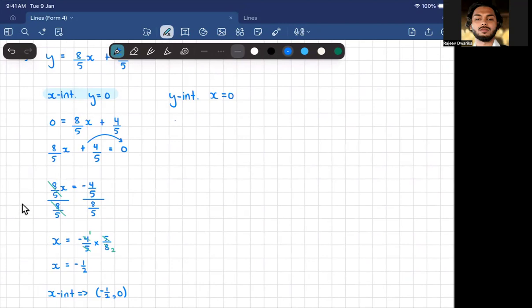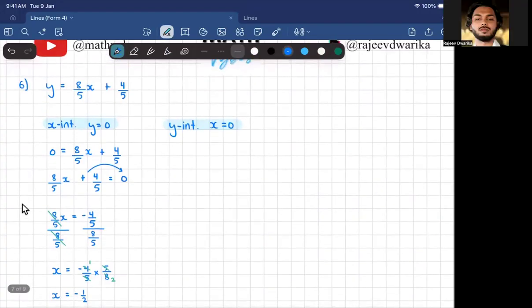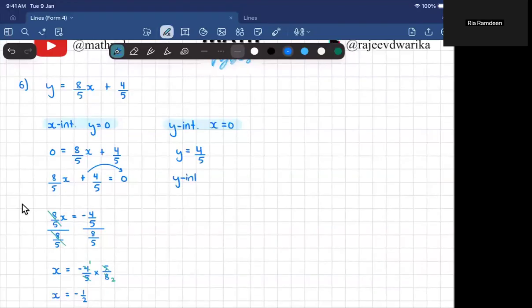Nice. And do we need to do any algebra, or does the equation tell us where the line cuts the y-axis? No. So y is equal to 4 over 5. So where's the point? The point will be 0, 4 over 5. You said 0 first, right? Nice. You don't want to make that rookie mistake of confusing x and y.